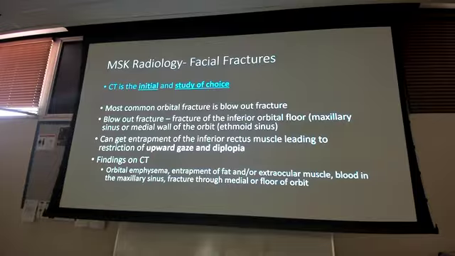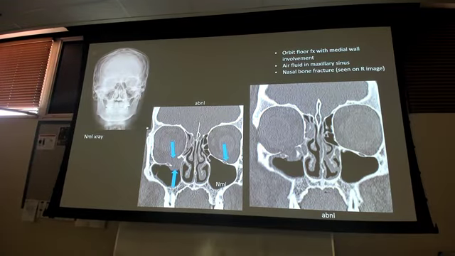You can see blood in the sinuses, emphysema in the orbits, and a fracture through the floor of the orbits. This is kind of what it's going to look like. So, look at the normal X-ray. And I know it's normal, but how well are you making out those orbits? Not very well. But the CT can show you the difference.